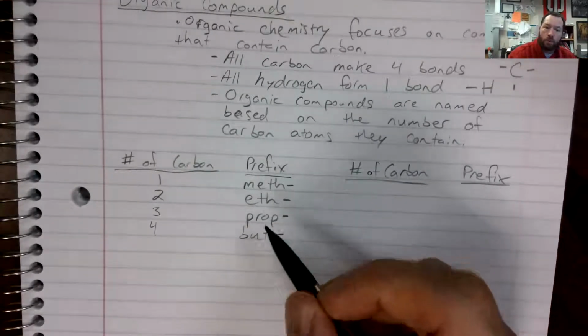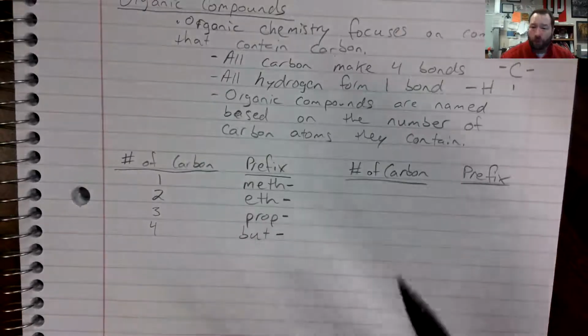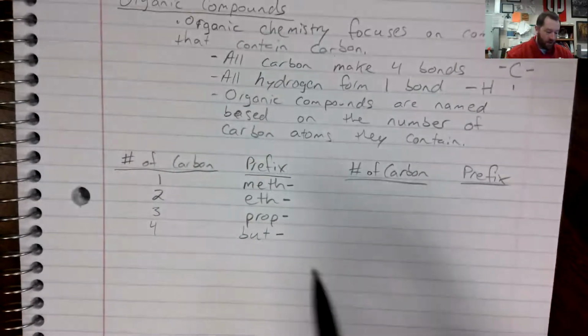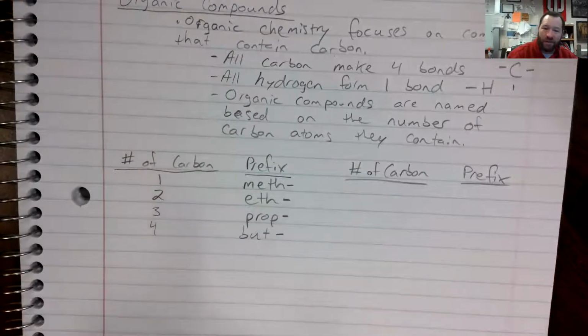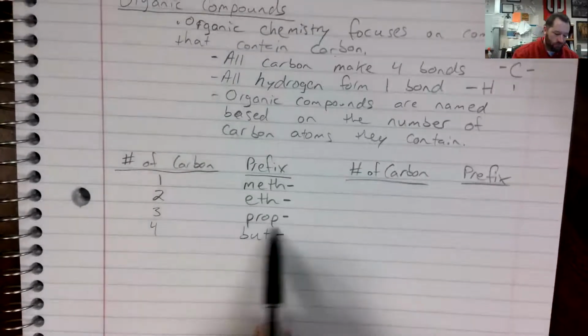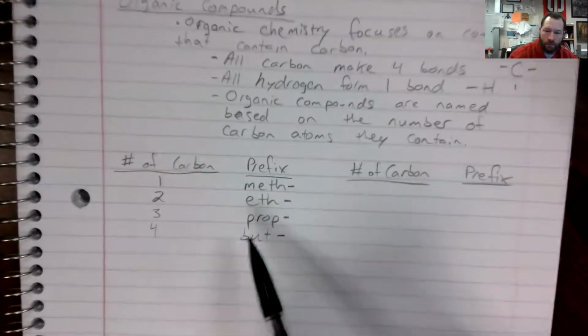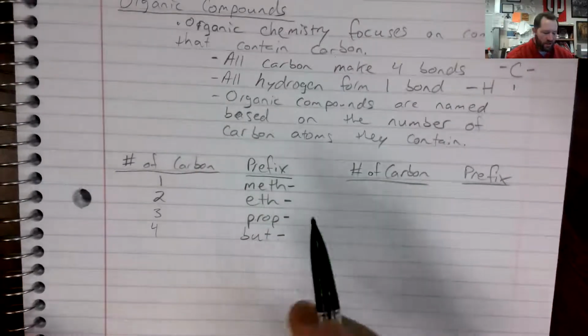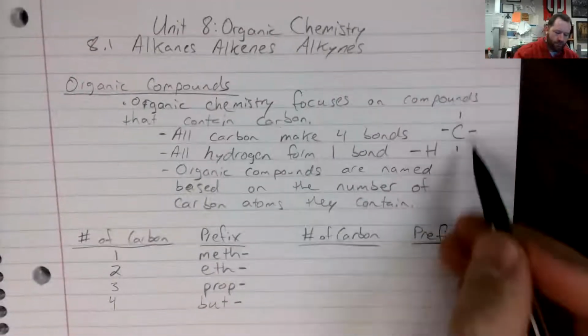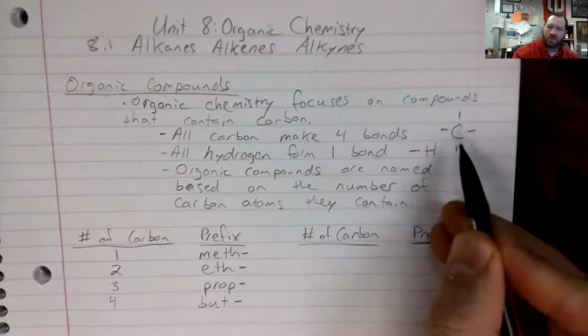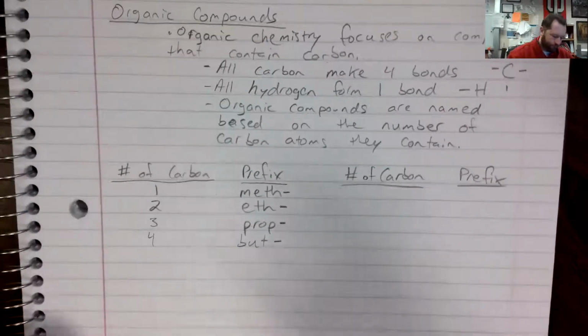Meth, eth, prop, bute. You've probably heard of prop, whether you realize it or not. If you have a gas grill outside that you or your parents use, more than likely the fuel in your gas grill is propane. So that's a molecule that contains 3 carbons, propane.